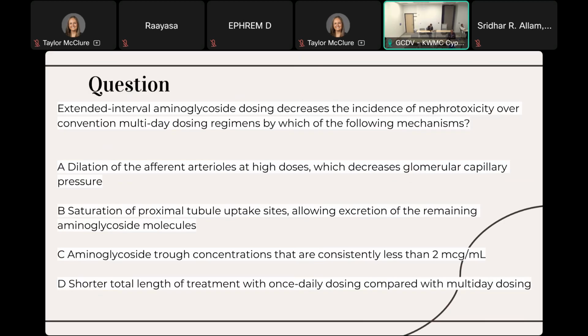Is it because of dilatation of the afferent arterioles at high doses, which decreases glomerular capillary pressure? Is it because of saturation of the proximal tubular uptake sites, allowing excretion of the remaining aminoglycoside? Is it because aminoglycoside trough concentrations will be consistently less than 2? Or is it because of shorter total length of treatment with once daily dosing compared with multi-day dosing? We will come back to the question after we discuss.